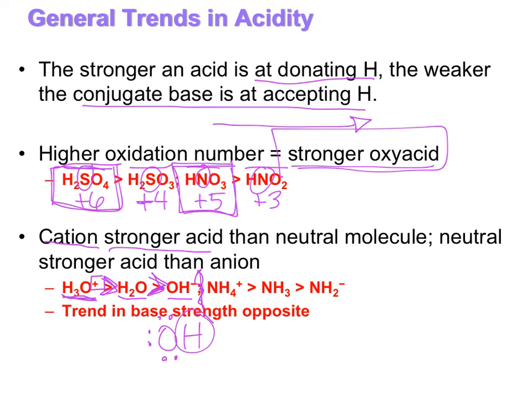And same thing here with ammonium versus ammonia, and then this would be an ion, which I can't remember off the top of my head right now, but this one wants to give away one of those H's. It's like, here, take one. And then NH3 is kind of in the middle, and then this one's like, no, please don't take away any more of my H's, any more of my protons. So that's why the trend in the base strength would be the opposite.